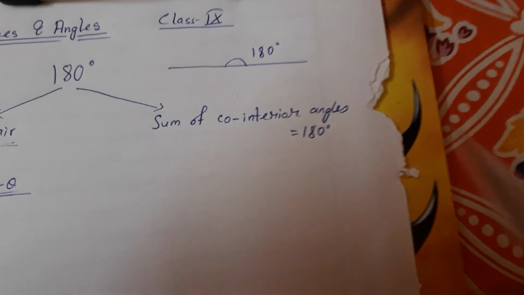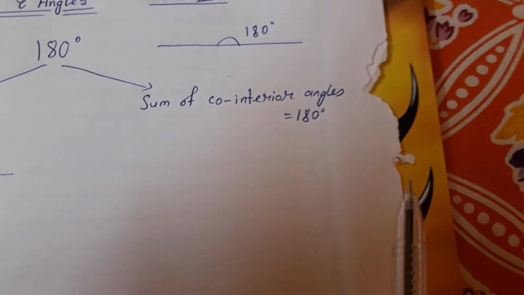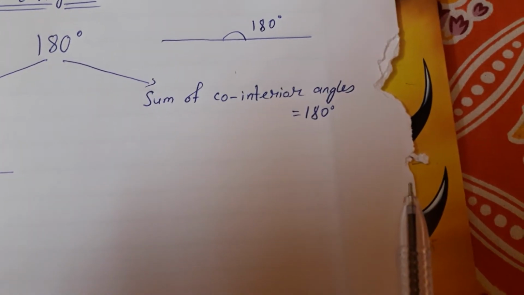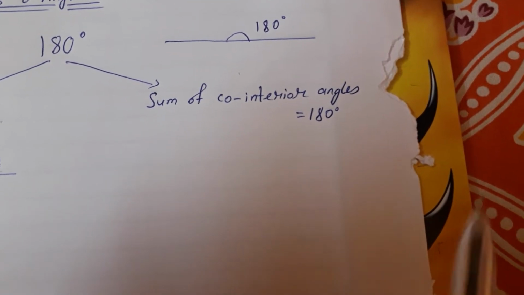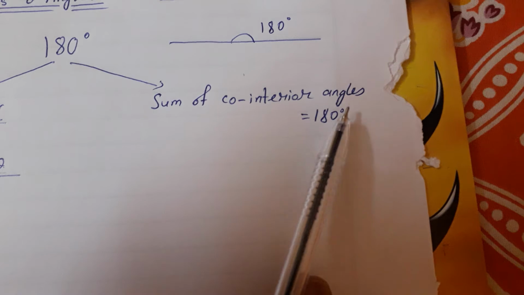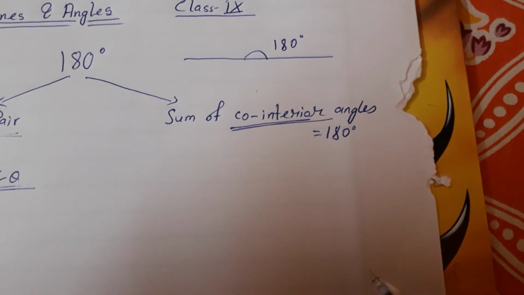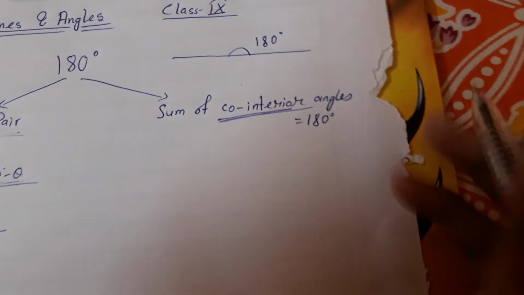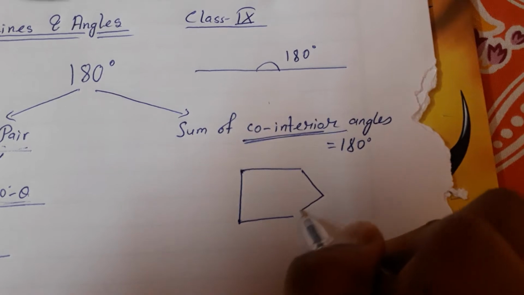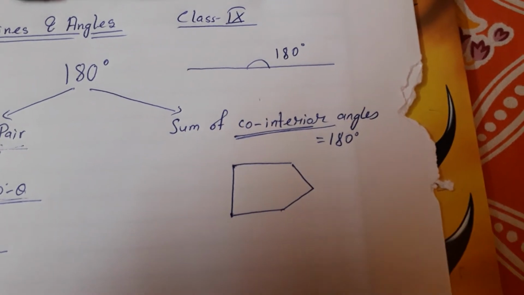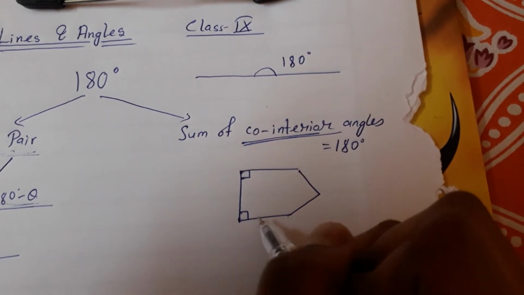Now see, the other one is the sum of co-interior angles. We all know that the sum of all the angles of a quadrilateral is 360 degrees. So in that way, the sum of co-interior angles of a quadrilateral is 180 degrees. Suppose this is a quadrilateral, suppose this is a pentagon. Now the sum of this angle will be 180 degrees. See, 90 degrees, 90 degrees, 180 degrees.